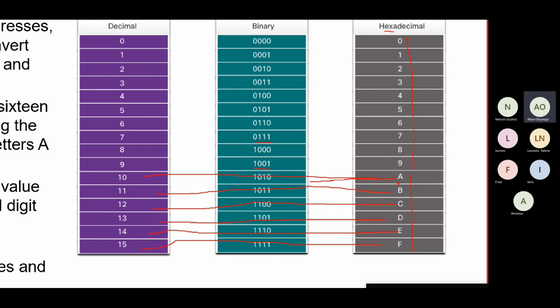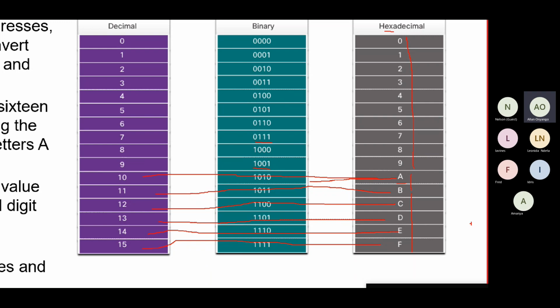Now, another trial here. I'm going to give you A. A, we know very well, represents 10. So, which numbers do you have to give you 10? Eight and two. Very good. So put a 1 under 8 and a 1 under 2, then put 0 under 4 and 1. Okay. And you should get 1010.